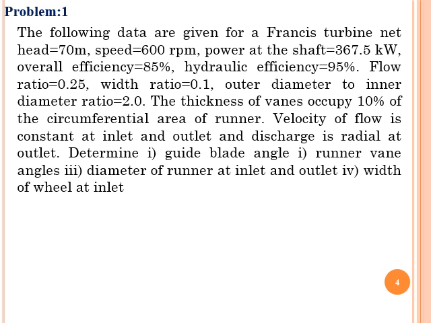Now note down the given data here. So this numerical is related to Francis turbine. Net head H is given as 70 meter, speed N is equal to 600 rpm, power at the shaft P is equal to 367.5 kilowatt, overall efficiency ηo is equal to 85%, hydraulic efficiency ηh is equal to 95%. The flow ratio, the ξ value, is given: this ratio of Vf1 by square root of 2gH is 0.25.